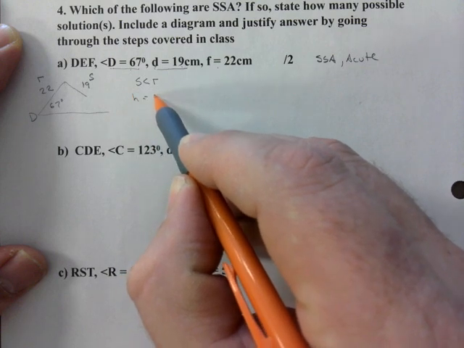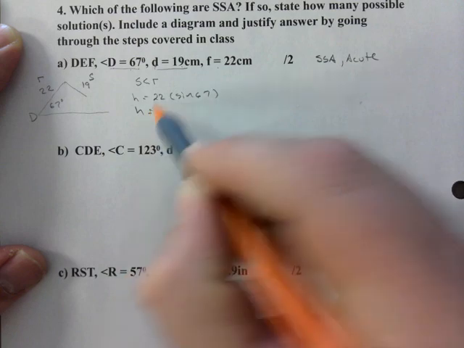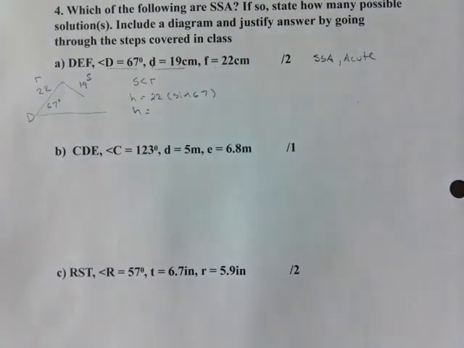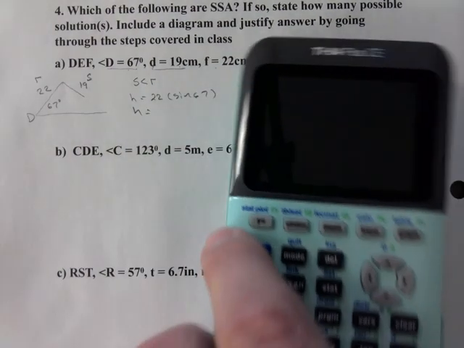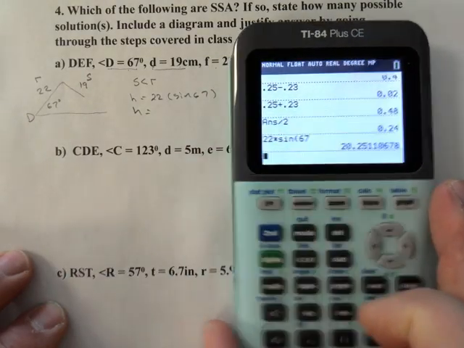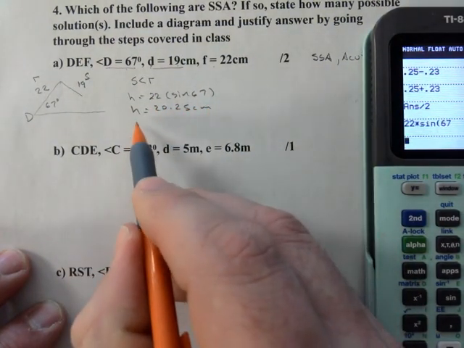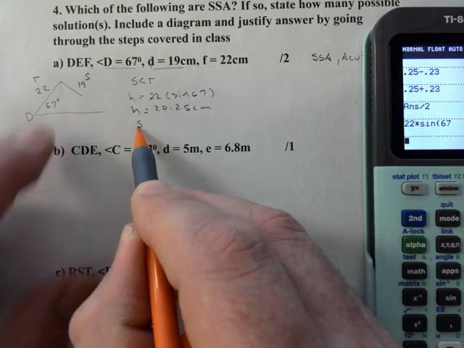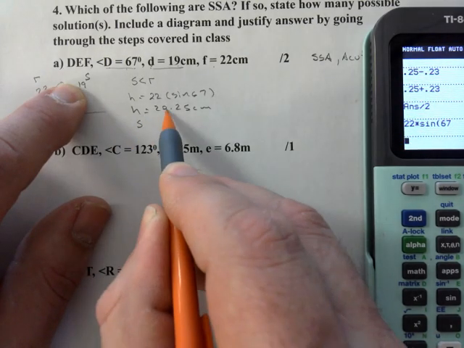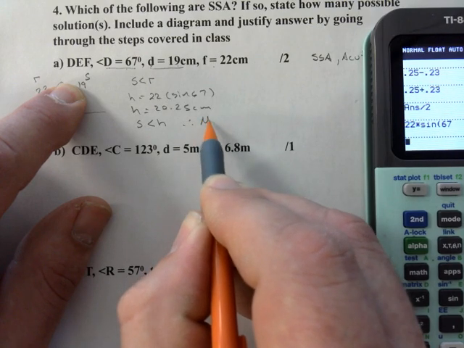What's the height? I don't have the key on me, so you're going to have to bear with me. But yes, the answer is that you have to round to 2 decimals and you go by that number. So 22 times sine of 67 is 20.25. And we are in centimeters. So now I take the string, I look at the number, and that's less than the height. Therefore, no solution.